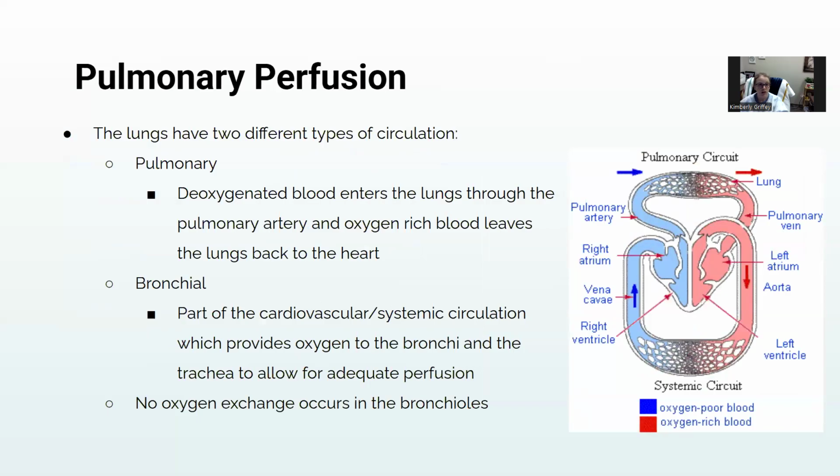Pulmonary perfusion. The lungs have two different types of circulation: pulmonary circulation and bronchial circulation. Pulmonary circulation provides the lungs with oxygen for gas exchange. It occurs when the deoxygenated blood enters the lungs through the pulmonary artery, and then oxygen-rich blood leaves the lungs back to the heart.